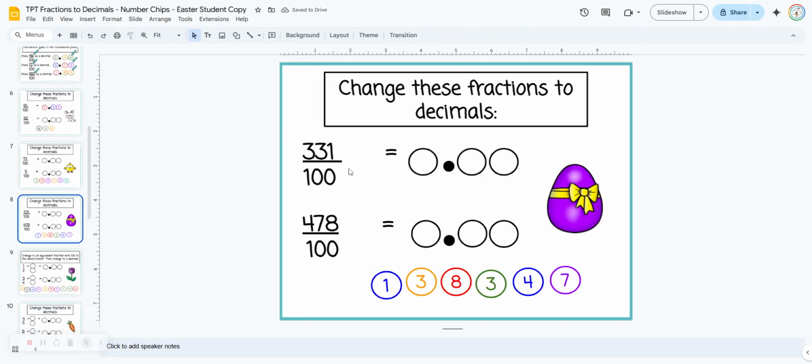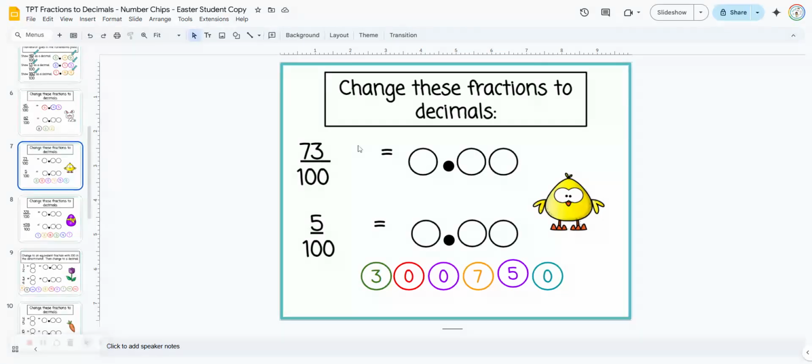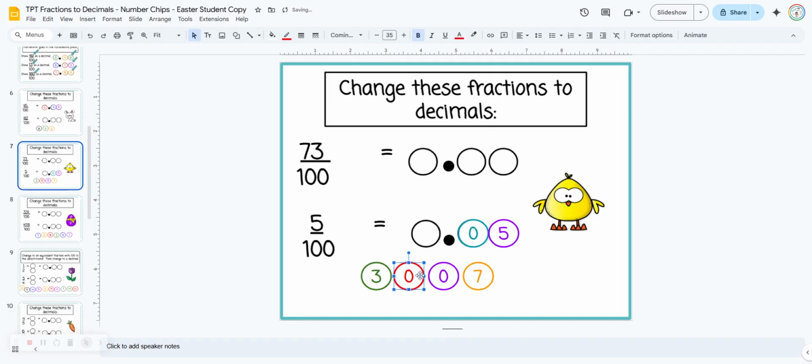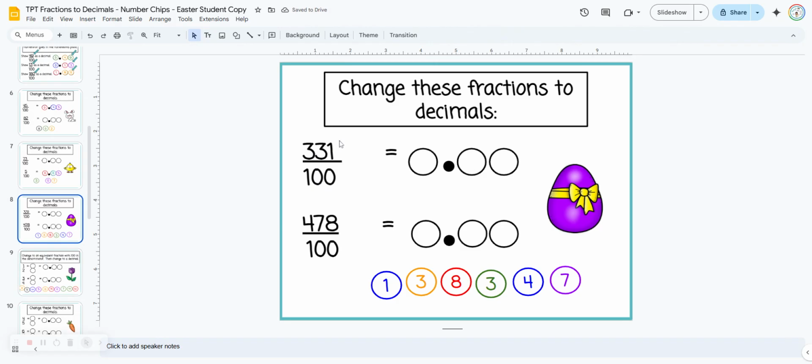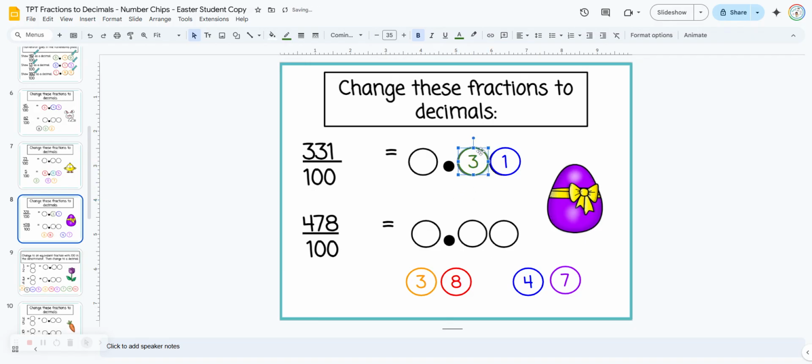On slide 8, we have numbers, we skipped one here. So slide 7, here we have 5 hundredths. Well, that 5 has to go in the hundredths place. So that means we're going to place the other numbers as zeros. In slide 8, we have numbers where the numerator is greater than the denominator, 331 hundredths. So again, that 1 has to go in the hundredths place, and then we just place the other numbers in order, and so on.